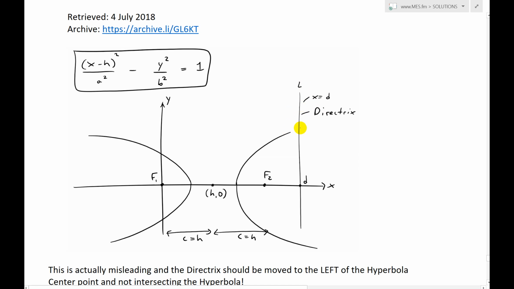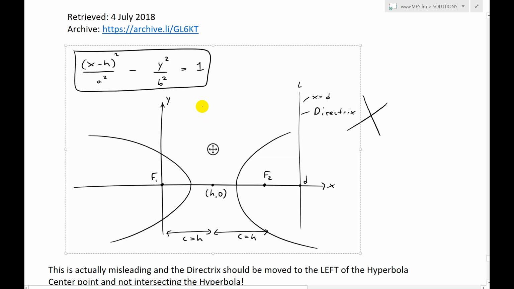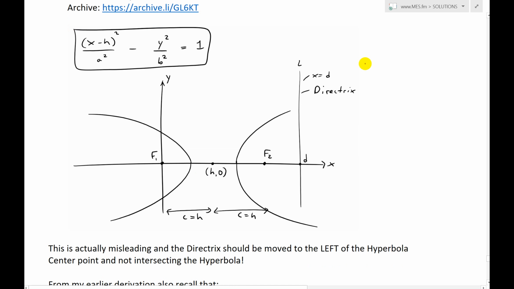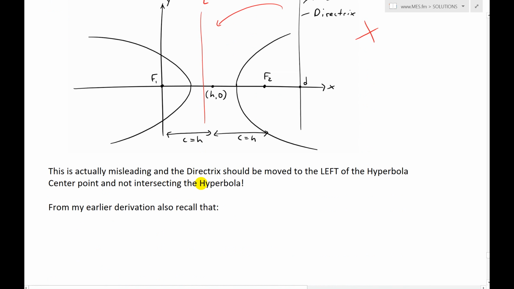I put the directrix, I was a bit lazy, put it somewhere around there when I was determining this. But it's actually wrong. You can't have it there. So then this one should actually be somewhere in between here, like that. It should be somewhere there. I'll just draw that out. It's going to be somewhere over there. This is wrong. It should move there, to the left of the center. So basically this is actually misleading. The directrix should be moved to the left of the hyperbola center point and not intersecting the hyperbola.